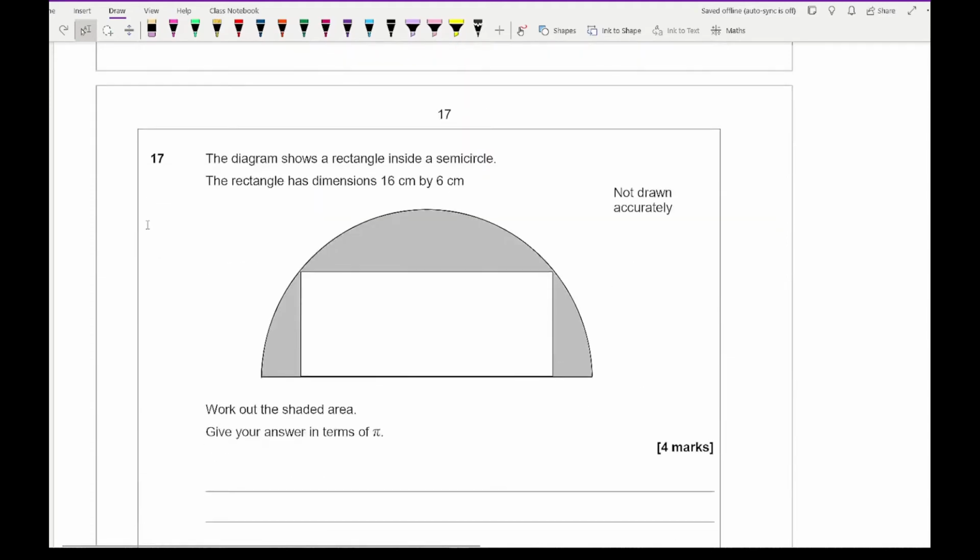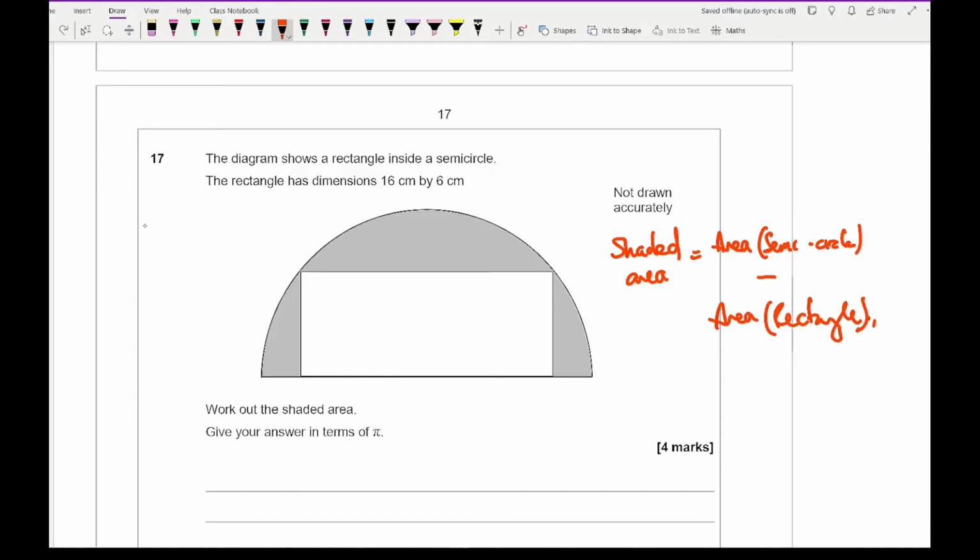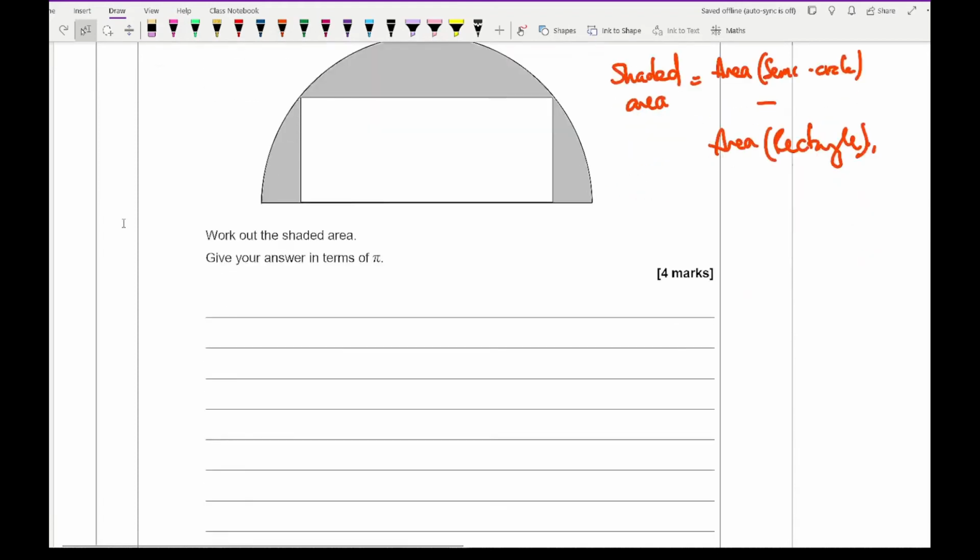Then moving on to question 17, it says the diagram shows a rectangle inside a semicircle. The rectangle has dimensions of 16 by 6. Work out the shaded area, give your answer in terms of pi. Now with most shaded area questions, it's always the area of the big shape, which in this case is the semicircle, minus the area of the smaller shape, which is the rectangle. So what I need to do is work out the areas of those two individual shapes.